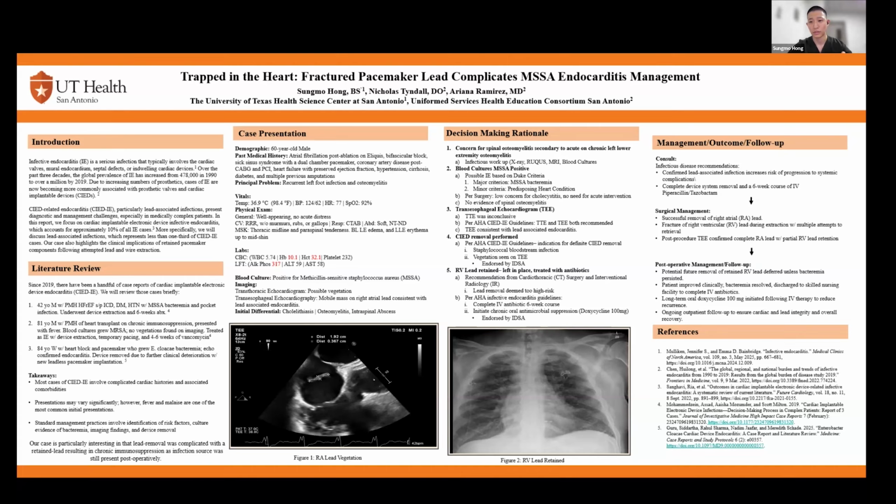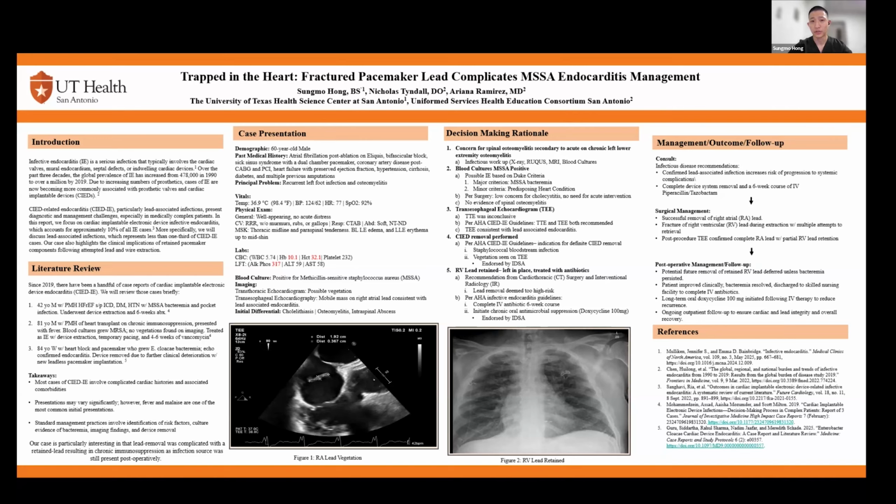There he was given IV antibiotics, and then upon being discharged from the nursing facility, he was started on a long-term oral doxycycline, just for chronic suppression of the bacteria so that it doesn't come back. At the moment, he's being followed up with cardiology to ensure that the retained lead isn't going to cause any other issues and ensure that the patient has overall good recovery.